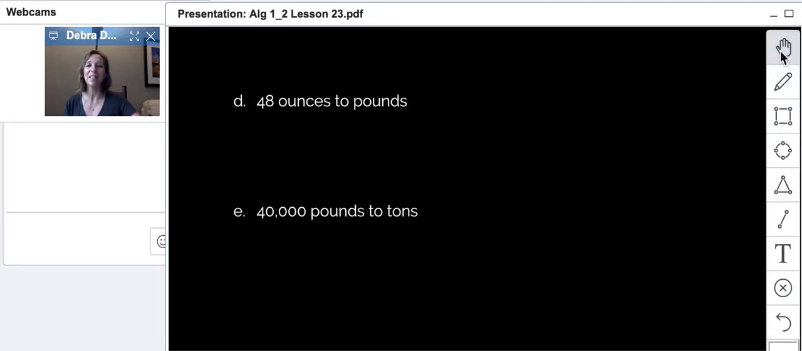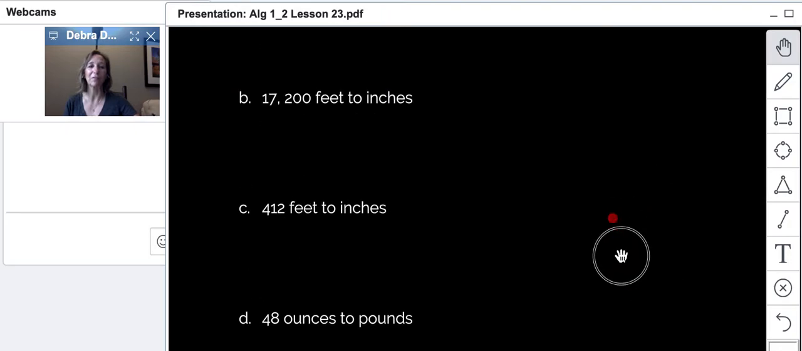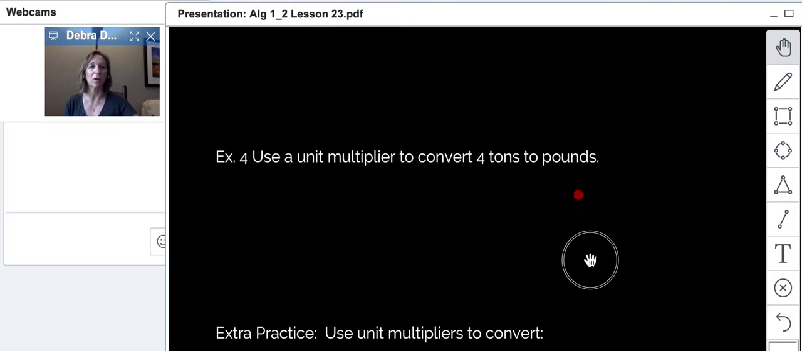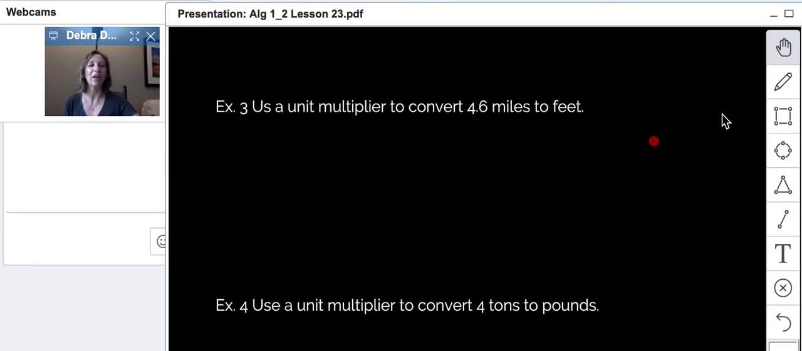All right, we're going to keep going. They're not quite as easy as they look when you go to do them yourself. It looks like I have some extra practice. Oh, okay, we have a couple more up here. Use a unit multiplier to convert 4.6 miles, ooh, we're talking decimals, to feet.